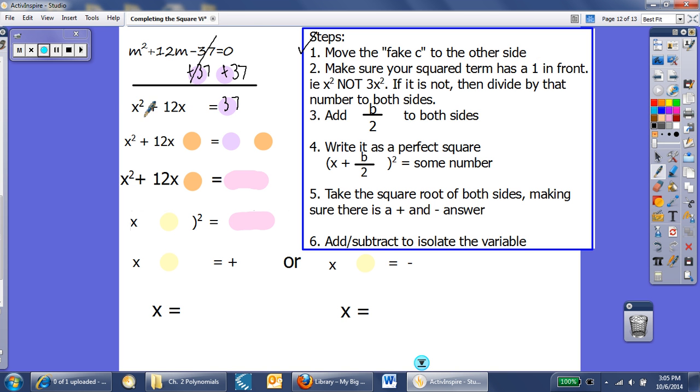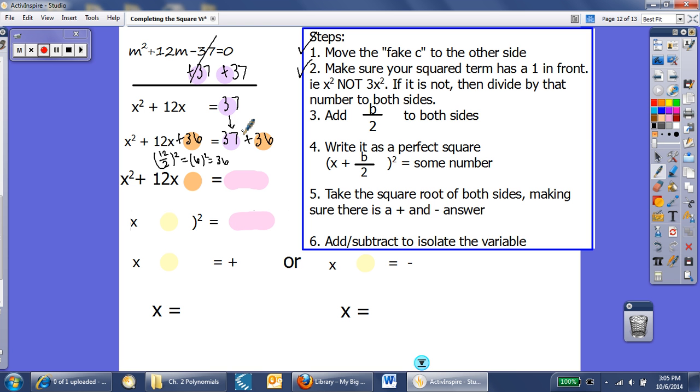The squared term is here, x squared. There's no other coefficient, and there is a 1 in front. So step 2 is already done. Step 3 says add b over 2 squared to both sides. Half it, square it. So 12 divided by 2, and then I need to square it. 12 divided by 2 is 6. 6 squared is 36. I'm going to add 36 to both sides.